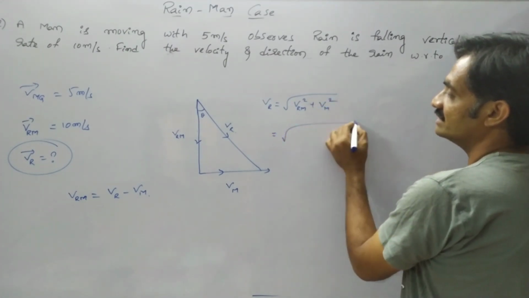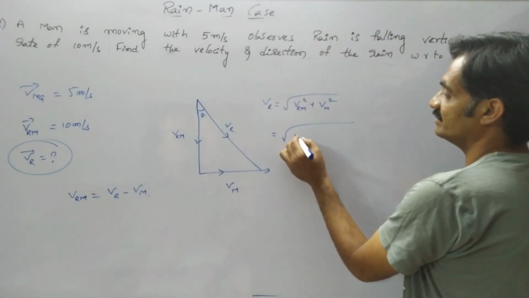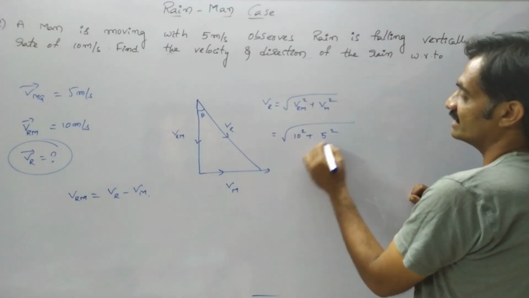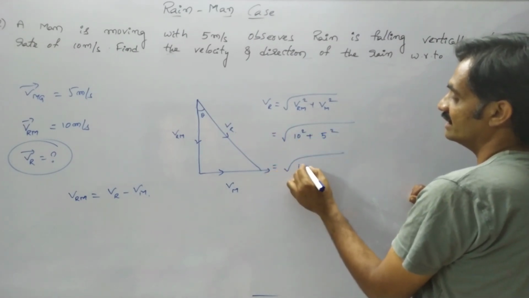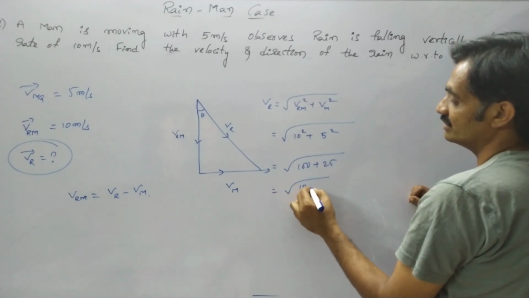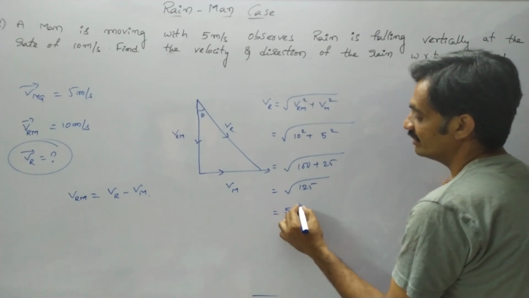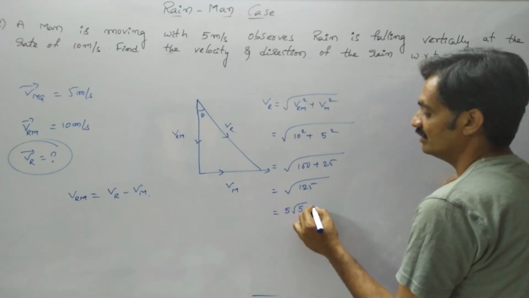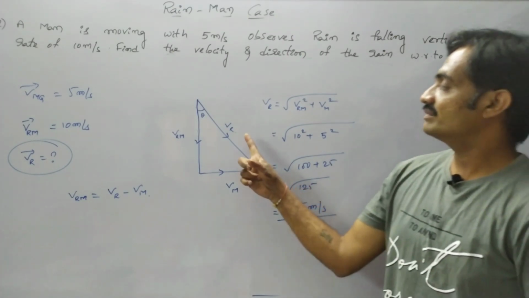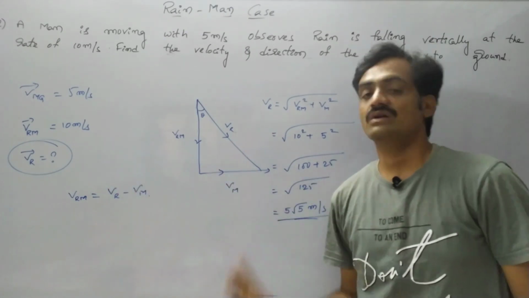Based on that, the velocity of the rain with respect to man is 10 meter per second, so 10 square, plus the velocity of the man with respect to ground, which is 5 square. So we get 100 plus 25, which is 125. This can be represented as 5 root 5 meter per second. This represents the velocity of the rain with respect to ground.